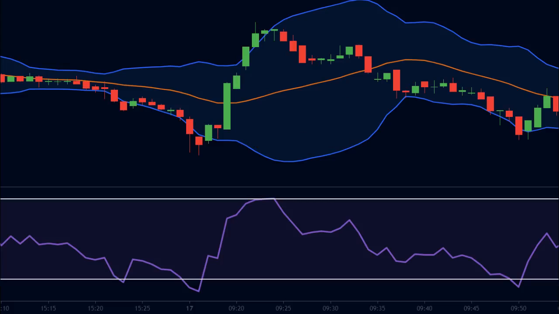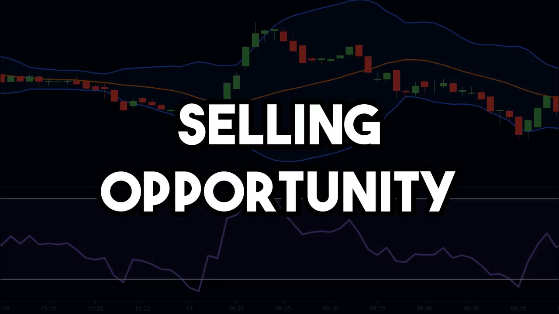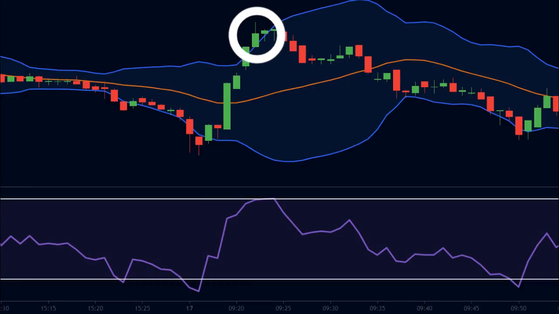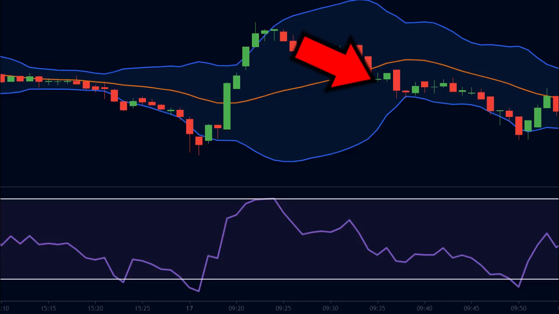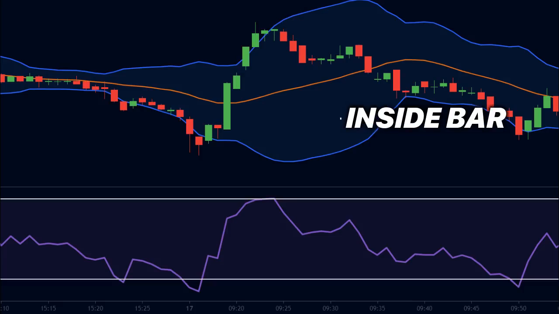Now, as the time goes on, we also spot a selling opportunity. Here, we see that the price was trading above the upper band, and the RSI was right at the 80 level. Hence, we have a confluence between the Bollinger Bands and the RSI. So we expect the price to make a down move. We wait for a candlestick pattern to trigger our entry. As you can see, the next candle is a small green candle that is completely inside the range of the previous candle.